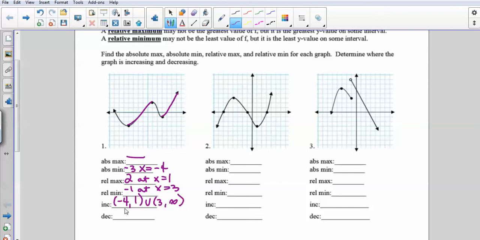For increasing and decreasing intervals, we always use parentheses because at this turning point, the graph is neither increasing nor decreasing. Our decreasing intervals, let's change color, are from -infinity until -4, and then another one from 1 to 3.